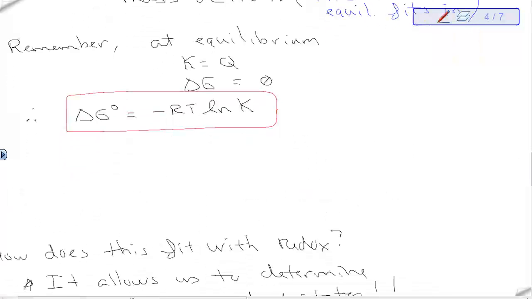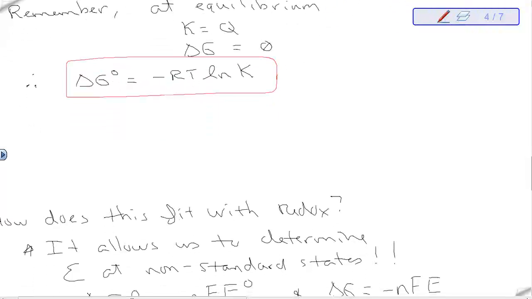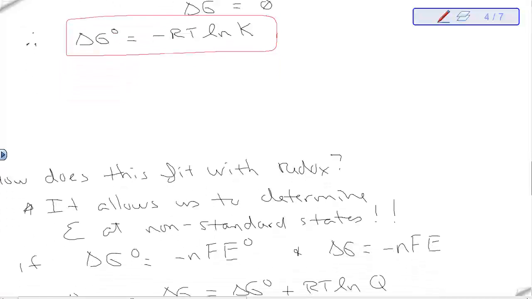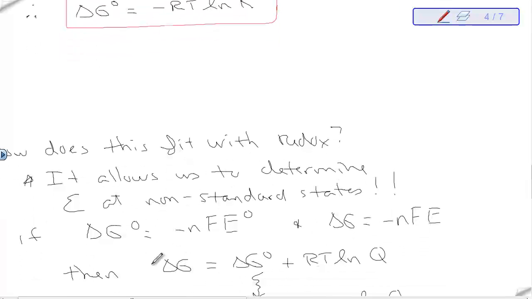Okay, so how does this fit in with oxidation and reduction? We've got all these equations we've introduced. And the key thing is that it allows us to determine the potential, E, at non-standard states. We have a method for doing it at standard states. It's potential of the reduction, or the cathode, minus that of the anode. But how do we calculate spontaneity? How do we calculate E at non-standard states? So remember, we have these definitions from before, and we also have this relationship here that we established a few minutes ago. Now I'm going to do some substitution.